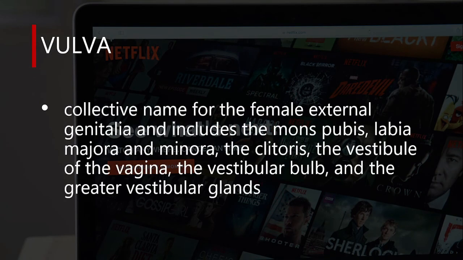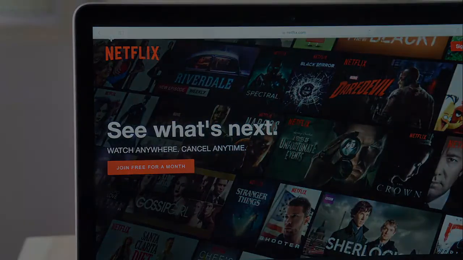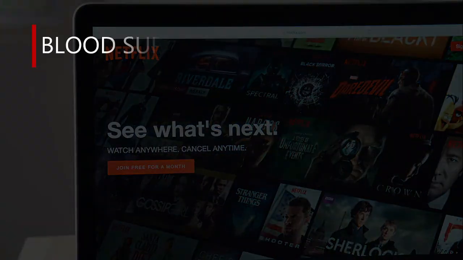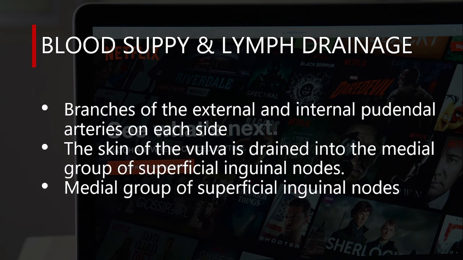Vulva. Vulva is a collective name for the female external genitalia and includes the mons pubis, labia majora and minora, the clitoris, the vestibule of the vagina, the vestibular bulb, and the greater vestibular glands. So the blood supply and lymph drainage: branches of the external and internal pudendal arteries on each side. And the skin of the vulva is drained into the medial group of the superficial inguinal nodes.